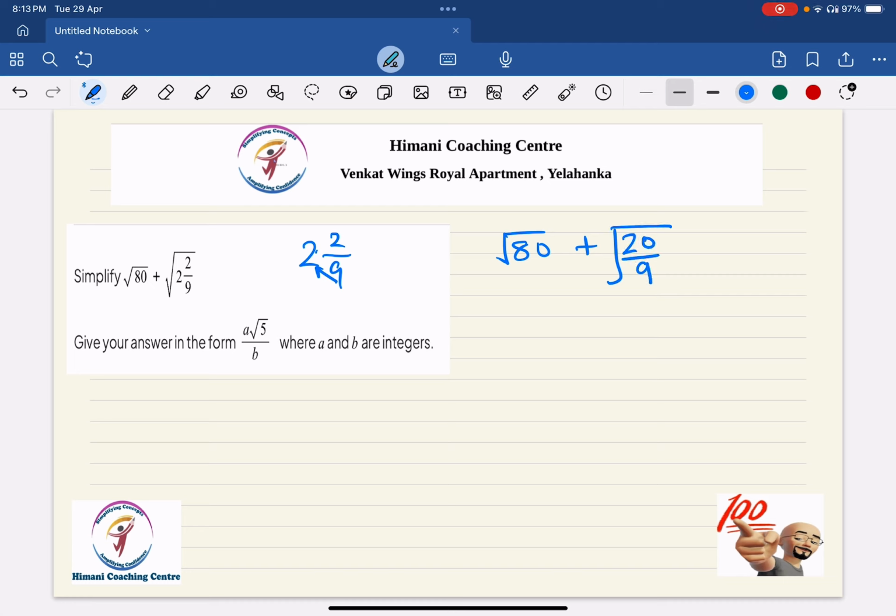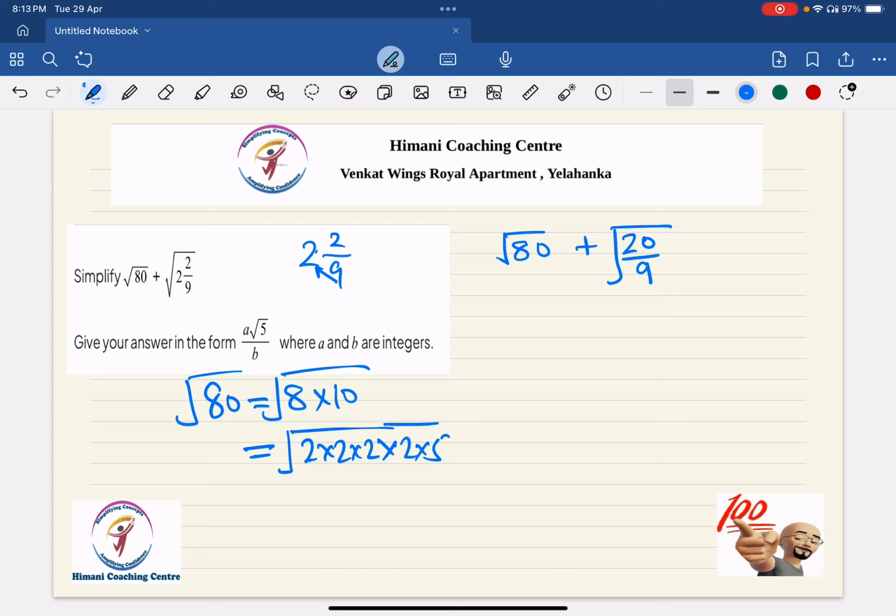Okay. Now root of 80. So see, 80 is what? 8 times 10. Okay, because I have to find root, so I need some pairs. So 8 is 2 into 2 into 2. 10 is 2 into 5. So what will I get for a pair of 2? One 2 comes out. For another pair, another 2 comes out. Root 5 is alone. So root 80 is actually 4 root 5.